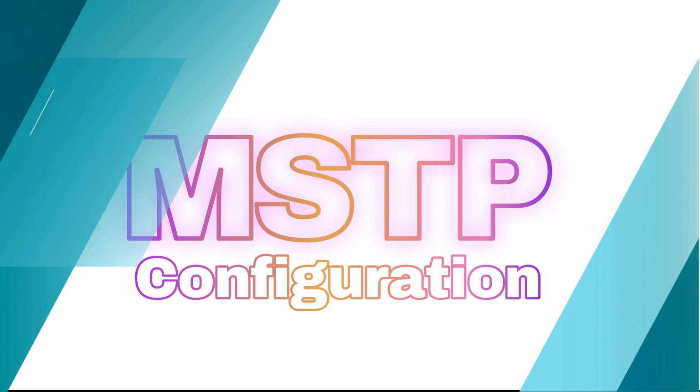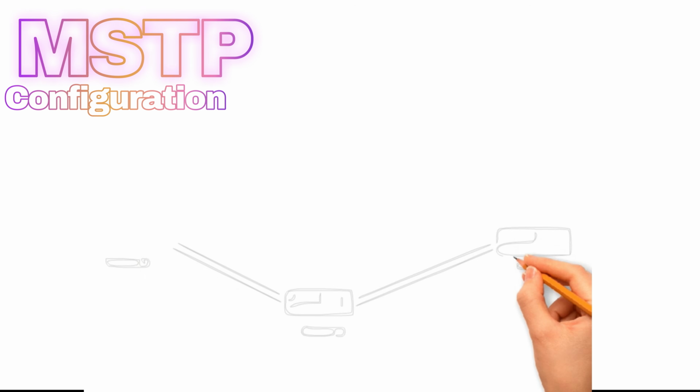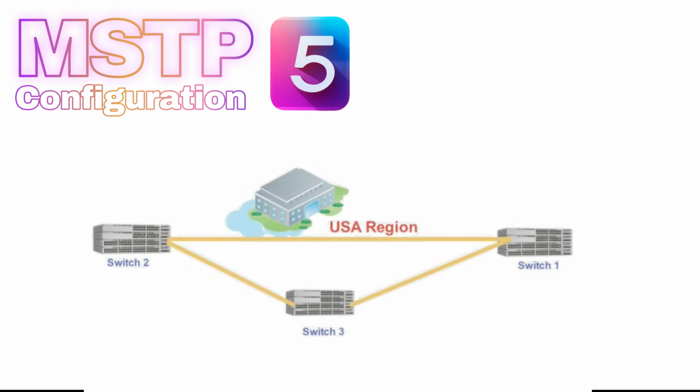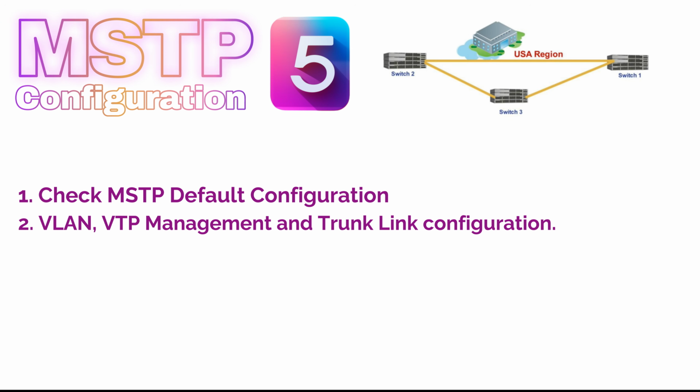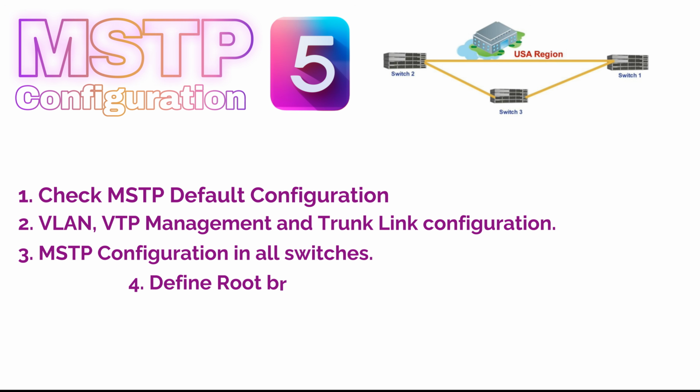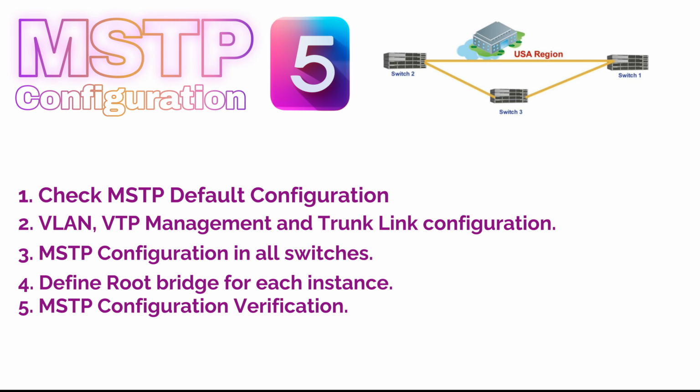For complete MSTP configuration for this region, I have created 5 steps. In the first step, we are checking default MSTP configuration. In the second stage, creating VLANs with VTP management plus trunk link configuration between the switches. In third stage, we will configure the MSTP for all connected switches. In the fourth stage, defining root bridge for each instance. And finally, we will verify the MSTP configuration.